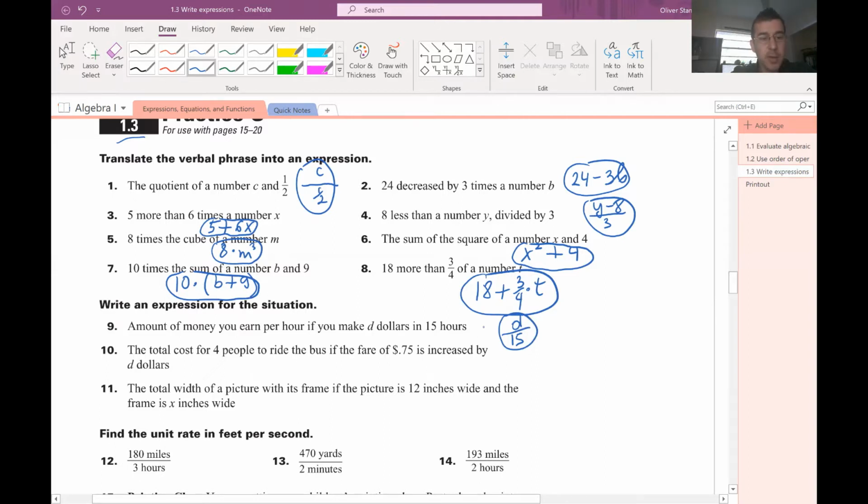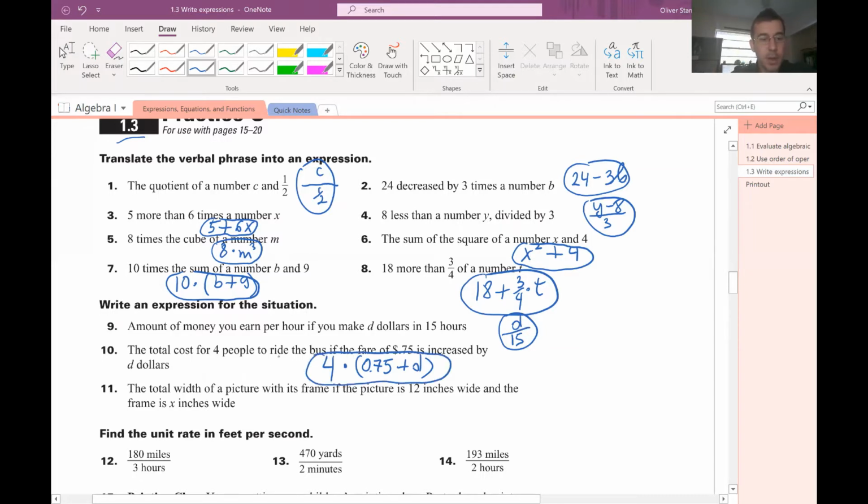Number 10, the total cost for 4 people to ride the bus if the fare of 75 cents is increased by d dollars. So the fare is now 75 cents, $0.75 plus d. So that's the fare today because it was increased by d dollars times 4 people. So times 4. That's the expression.